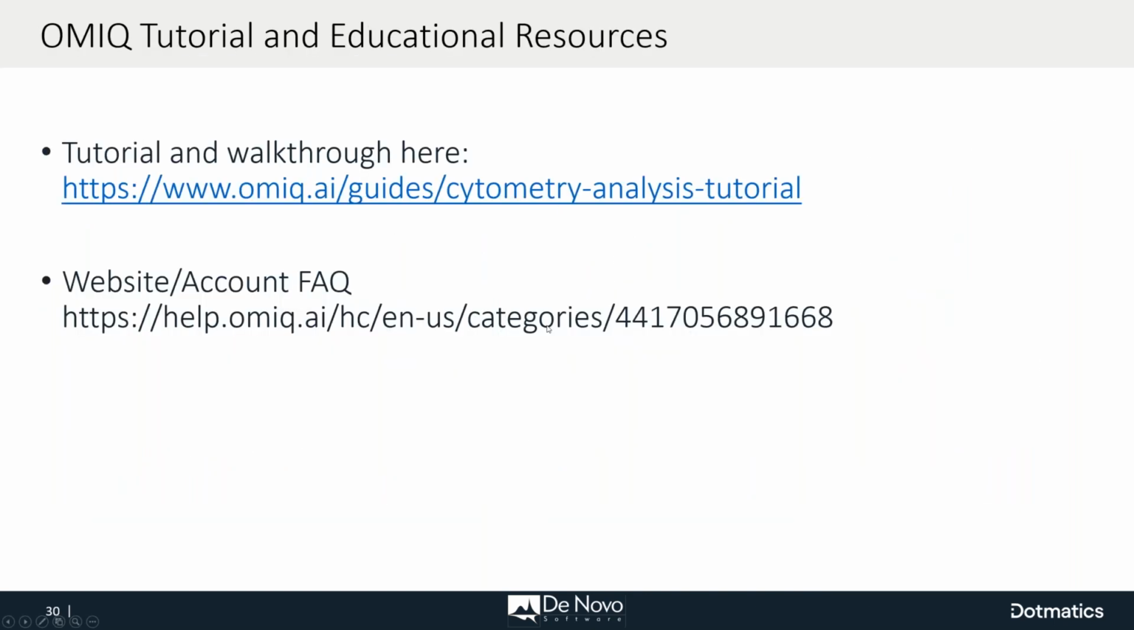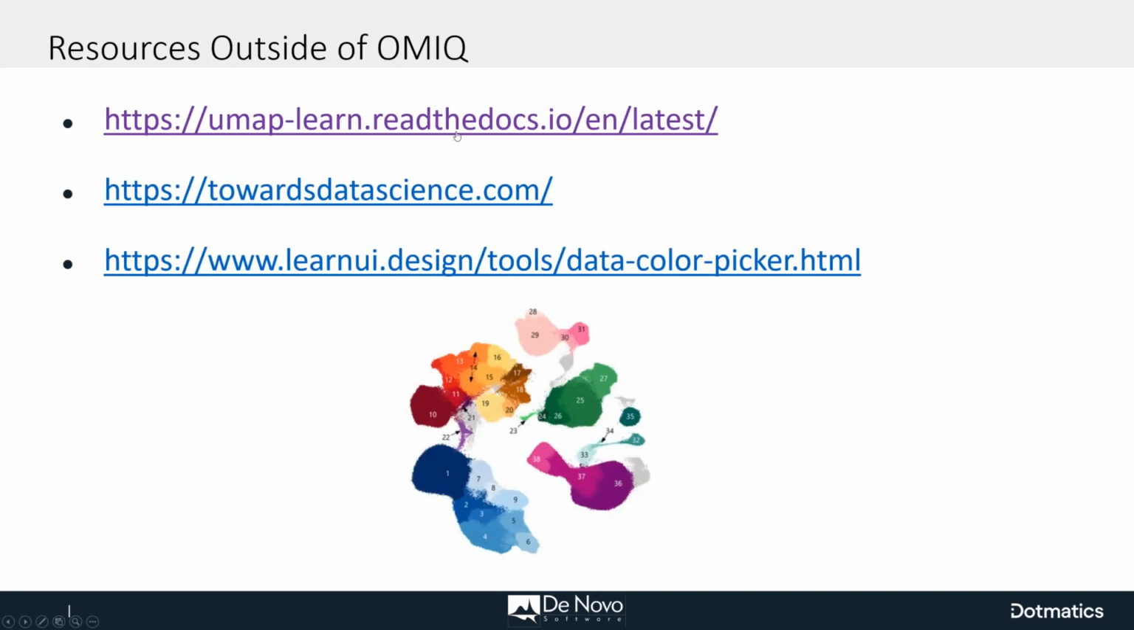So with that, just to wrap up really quickly, we have a tutorial at this link for how to do all these things in OMIQ, and we have a quick FAQ about the website or setting up an account and everything like that. I mentioned that all of these tools have lots of information out there on the internet as well. They all are open source, and so they all have GitHub pages, and they all have the journal articles that were used to debut them. So this is one in particular for UMAP, but whatever algorithm you're using, there will be resources online for it.